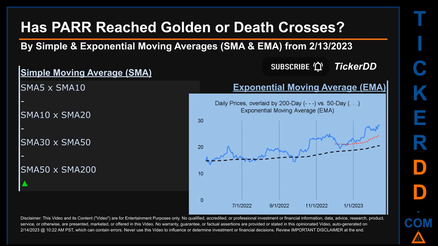Has PARR price reached golden or death crosses? Golden cross and death cross are basic signals that compare average prices across two specified trade day ranges, a short-term versus a long-term range. For example, 5-day versus 10 trade days. Essentially, a golden cross is a bullish signal. It appears when a ticker's short-term moving average crosses above its long-term average. Vice versa, a death cross is a bearish signal when the short-term crosses below its long-term moving average.